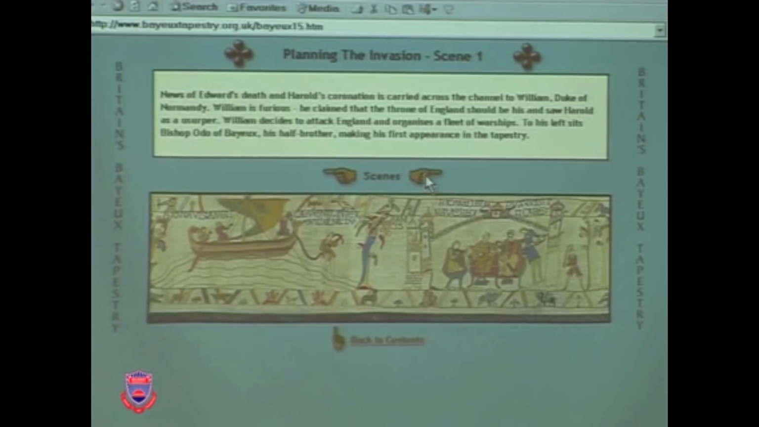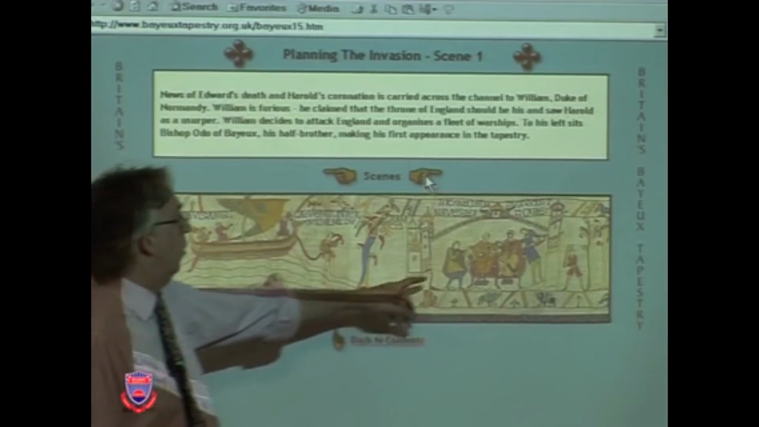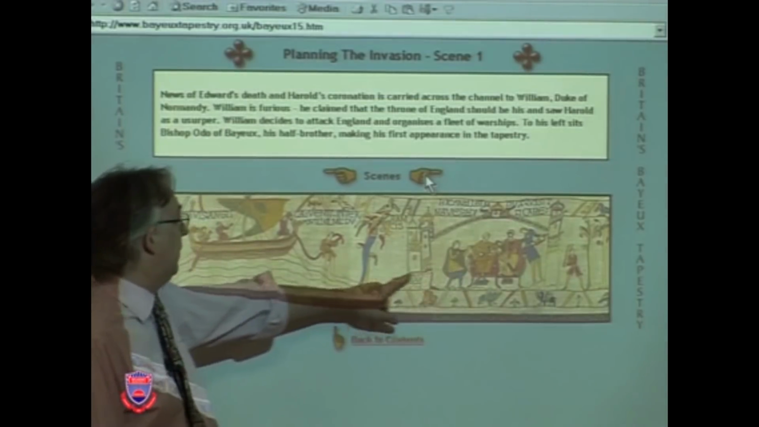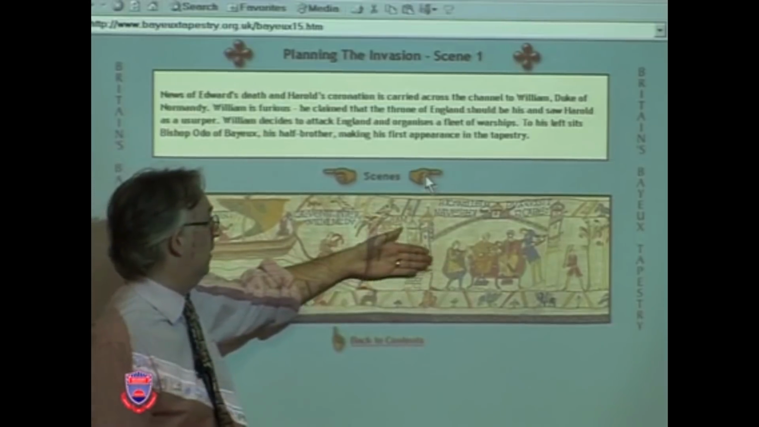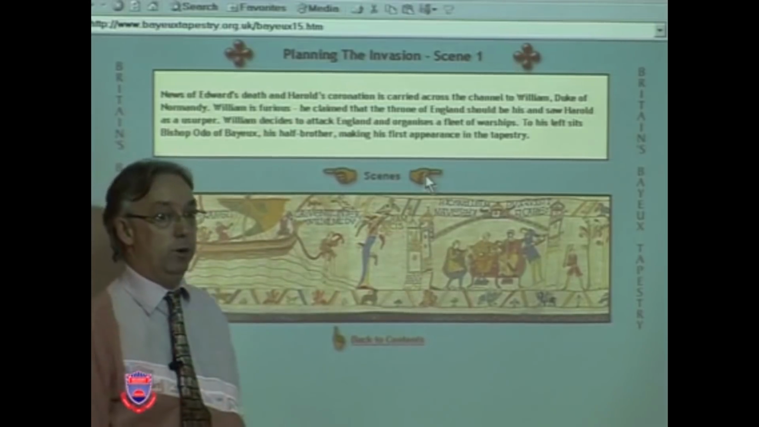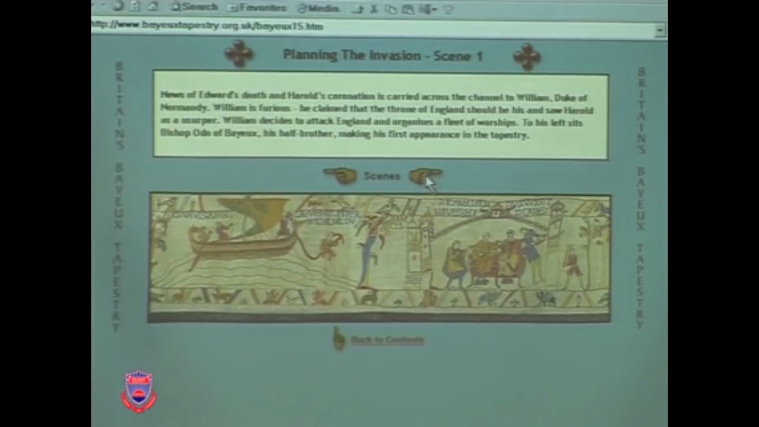And then here is William, receiving news. The news is coming to him of what's going on in England. And then he decides we'll build a fleet. He commands ships to be built. Okay, so immediately he says, this is wrong, there is a problem here. Again, it doesn't say why, it doesn't explain things, it just gives the bare narrative.